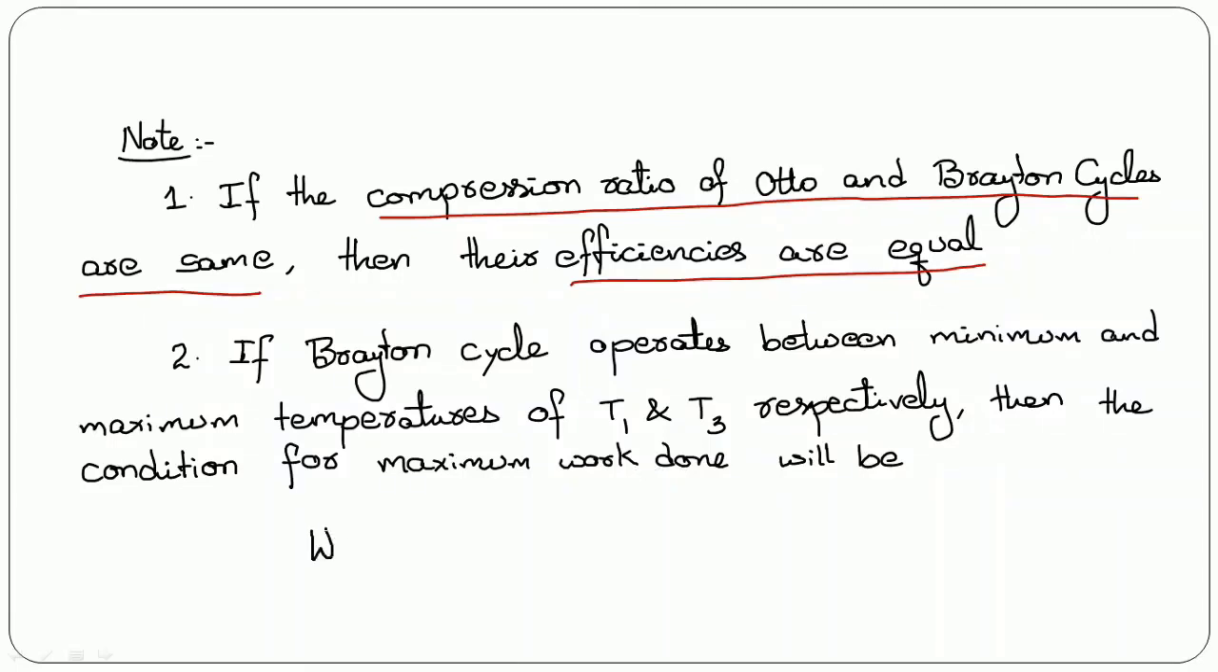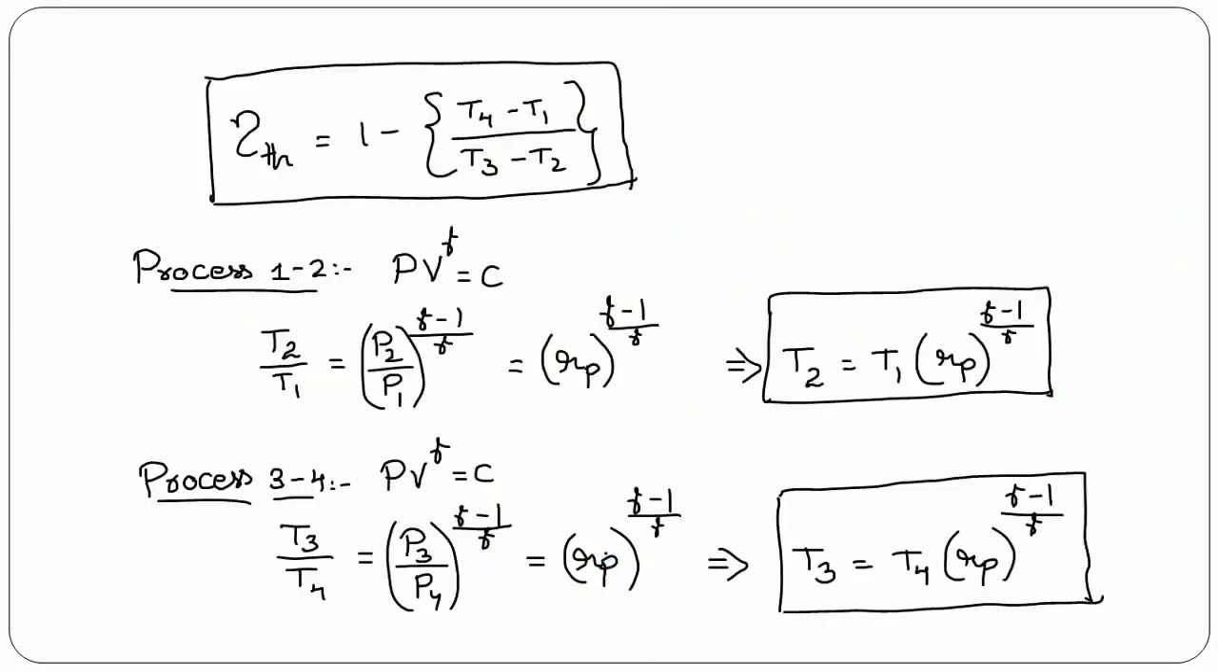Now for this we need to take the work done formula. Work done is mCp into T3 minus T2 minus T4 plus T1. So this is the formula for work done. Now we need to get T2 as well as T4 in terms of T1 and T3. Then only we can determine the condition for work done, just like in the case of Otto cycle. So for that we need to use these PVT relations that we have learnt. So T2 is T1 into Rp to the power gamma minus 1 by gamma, and T3 is T4 into Rp to the power gamma minus 1 by gamma.